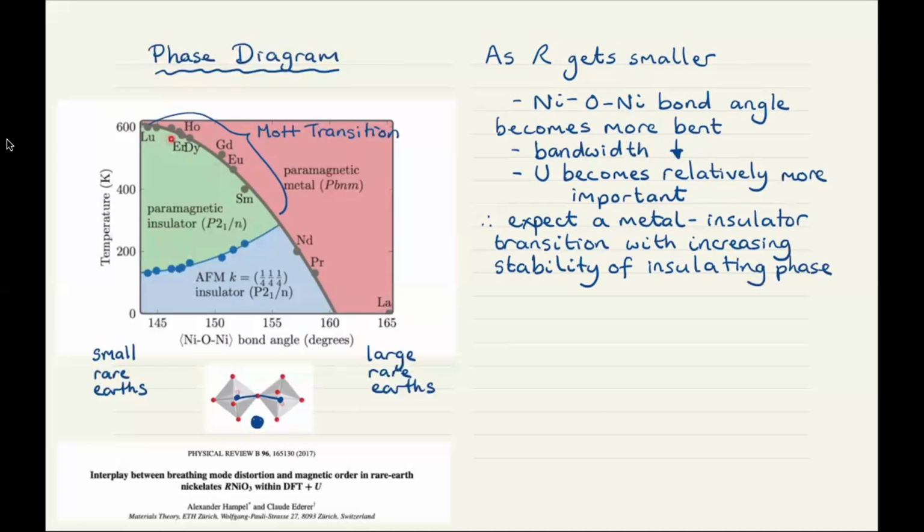And this is indeed what we see in this region of the phase diagram. As the rare earth gets smaller and the nickel-oxygen-nickel bond angle gets more bent, the insulating phase persists to higher temperature before the transition into the metal phase. So the trends that we see in the phase diagram are indeed consistent with the Mott transition. But detailed studies of the structure and the magnetism show that it's not really so simple.